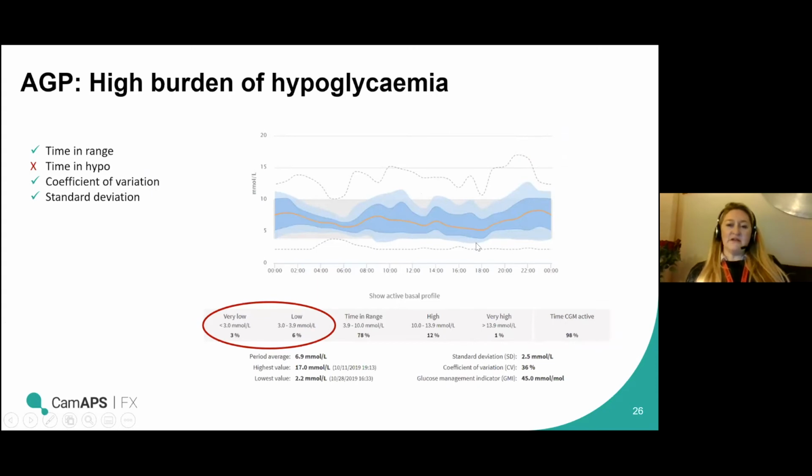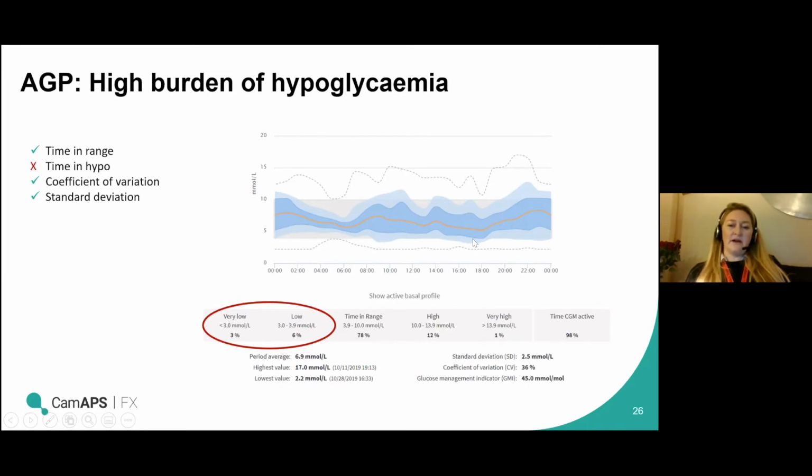What's really interesting with this particular one is the burden of hypos is very much coming in the daytime. Over the nighttime, you can see the control's quite good. The issues are very much in the daytime here, right through to midnight, but with particular emphasis, I'd say, around the late afternoon.